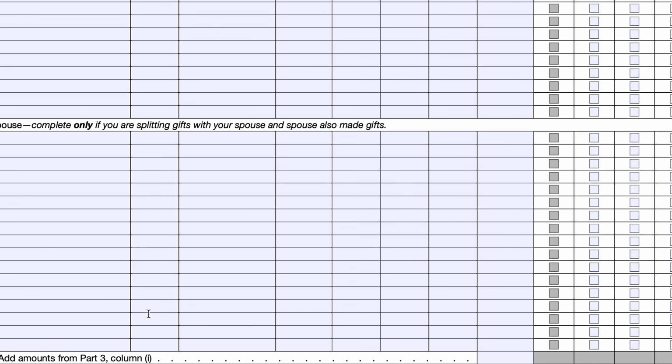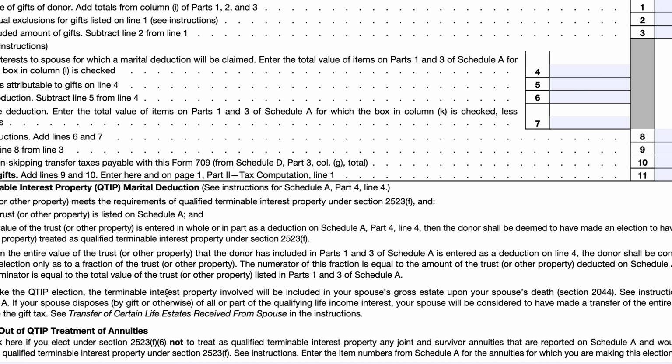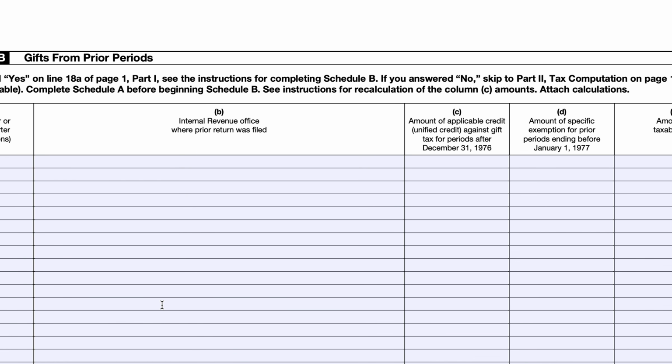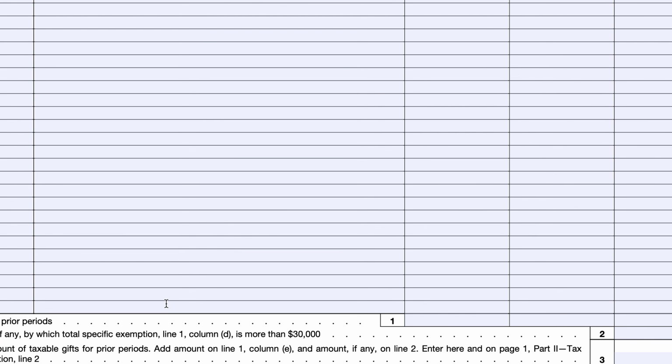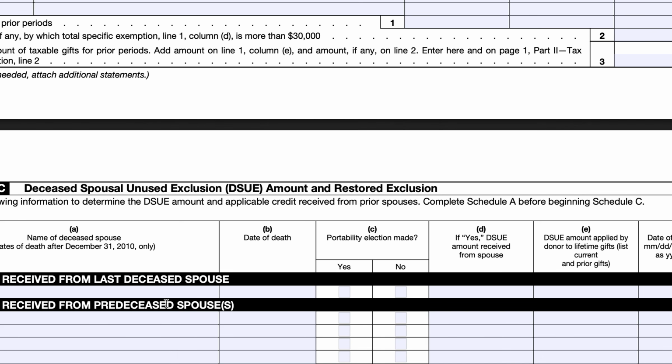And then in Schedule A, you total everything up in part four. So we've gone over that in a separate video, and we'll link to it in the show notes. Schedule B is your running list of gifts from prior periods. So it's a summary page basically for prior year gifts, just so that you can keep track against your lifetime exclusions. Schedule C applies if you had a deceased spouse and you were able to use the portability election to transfer part or all of that spouse's unused exclusion.